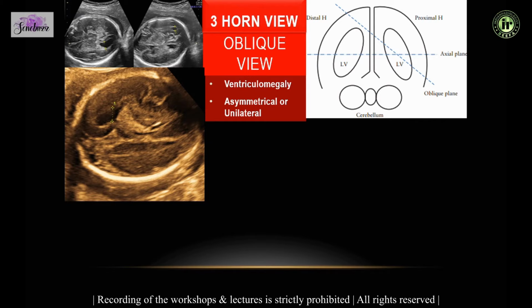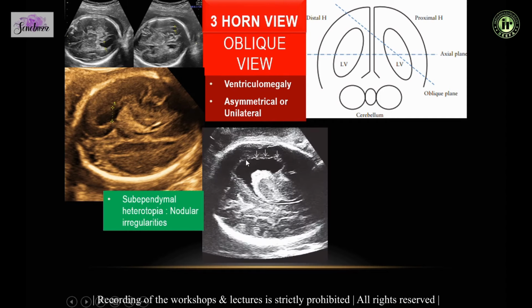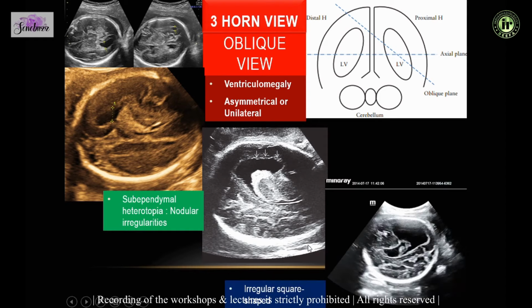Now this is the 3-horn view. I just put this to highlight that we usually don't like to image obliquely to see the near ventricle. As I told you earlier, the near ventricle can sometimes be difficult to see, but it's useful especially when you are looking at asymmetric or unilateral ventriculomegaly and you want to see the margins, if they are irregular, whether there is any nodular heterotopia or box-shaped ventricles suggesting cortical disease. So in most other situations, we prefer a posterior coronal view, where we can measure both the near and the far ventricles.